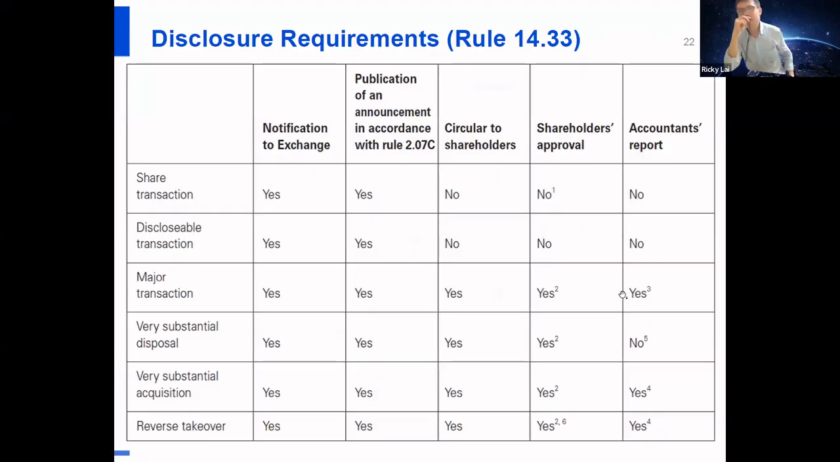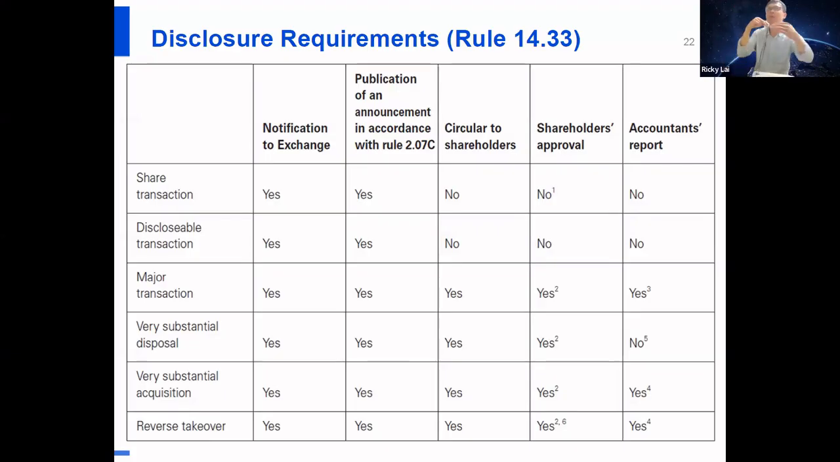And because of the types of transaction, there are also different compliance requirements for the listed company. One is notification to the stock exchange. All types of transaction require the stock exchange to be notified. In particular, the size test checklist must be submitted to the stock exchange before publication of the announcement. For VSA and VSD announcements, they must be cleared by the stock exchange.